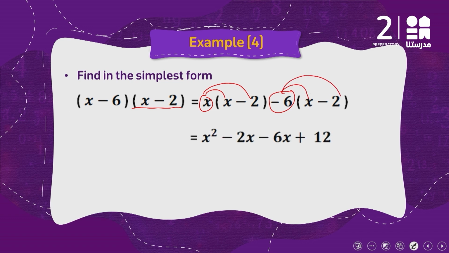Now it's x to the power of 2. X times negative 2, it's negative 2x. Negative 6 times x, negative 6x. Now negative 6 times negative 2. Negative 6 times negative 2, it will be positive, and 6 times 2, it's 12.